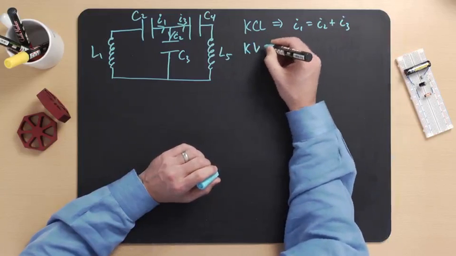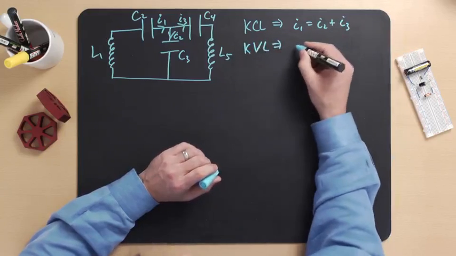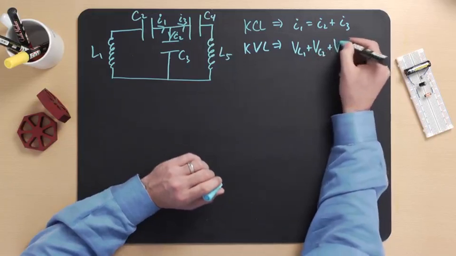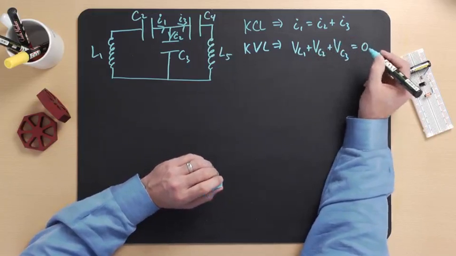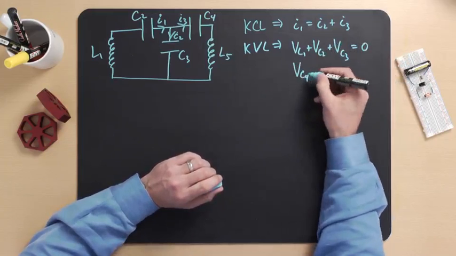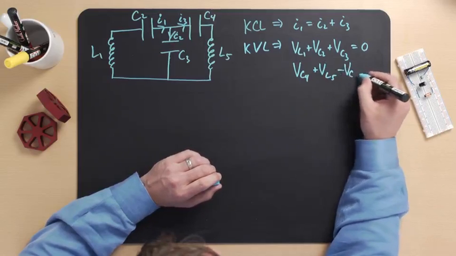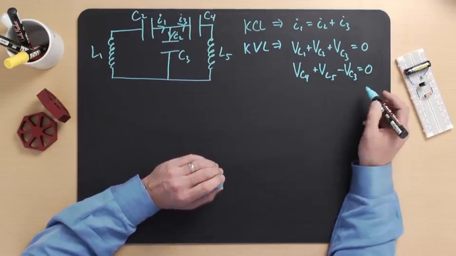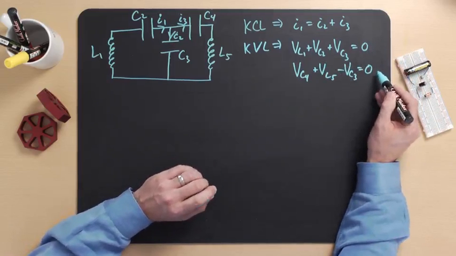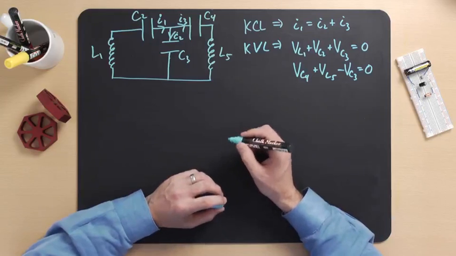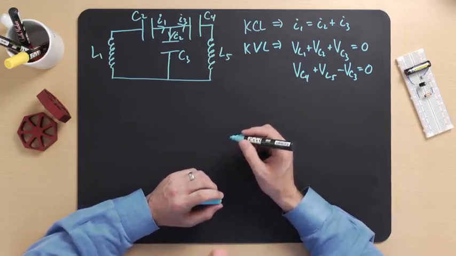Now, the voltage law states that VL1 plus VC2 plus VC3 is equal to 0, and VC4 plus VL5 minus VC3 is equal to 0. So this is around the left loop, and this is around the right loop. I could choose to sum around the outer loop if I wanted. Notice that in the second KVL equation, the sign of VC3 is negative. This is because the right-hand loop, going clockwise, encounters the negative terminal of C3.